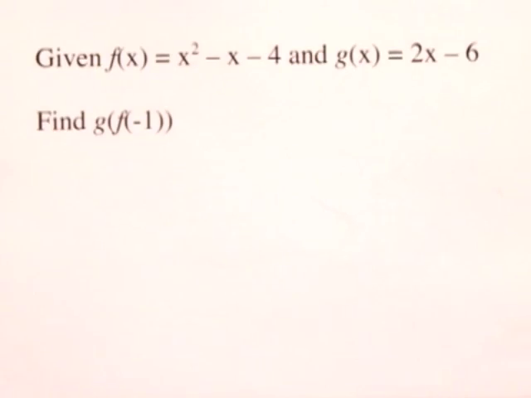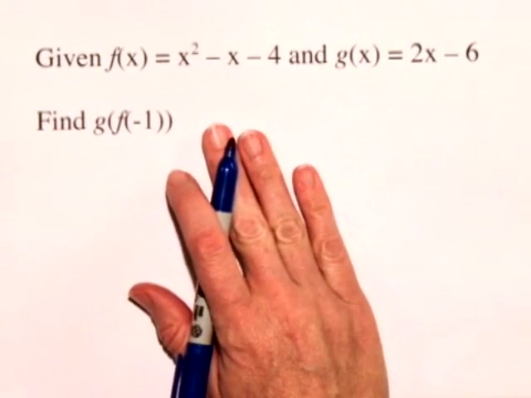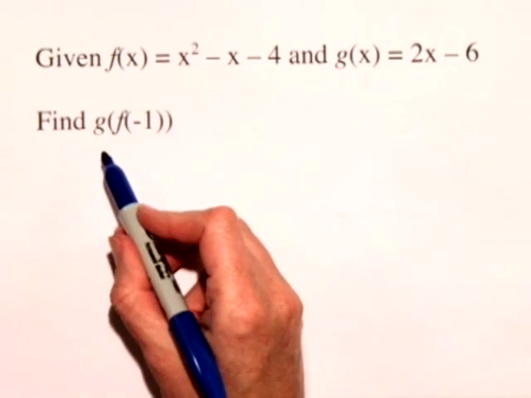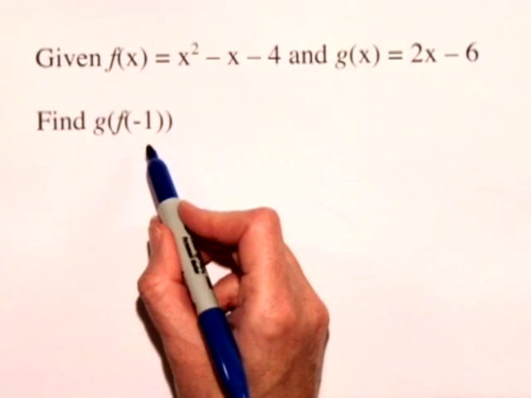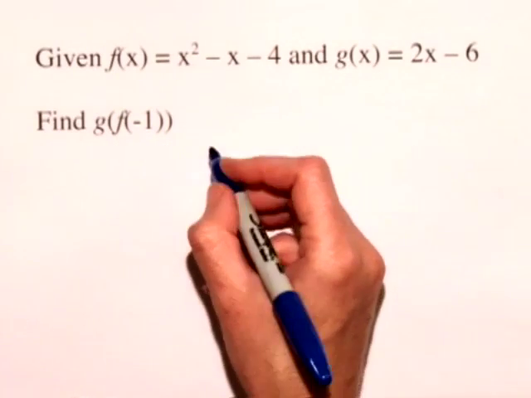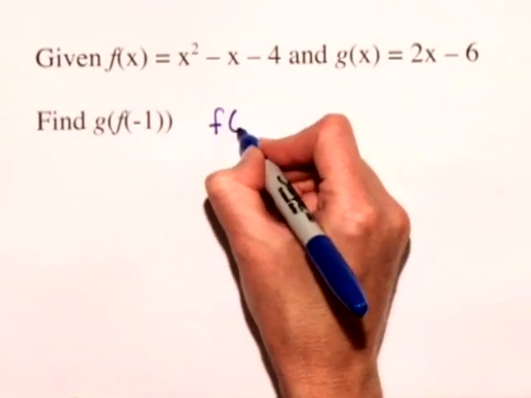In this next example, we have a composition of functions and we're asked to find g of f of negative 1. So let's look at our functions. f of x equals x squared minus x minus 4 and g of x equals 2x minus 6. We want to find g of f of negative 1. So let's start on the inside here with f of negative 1 and find that first.